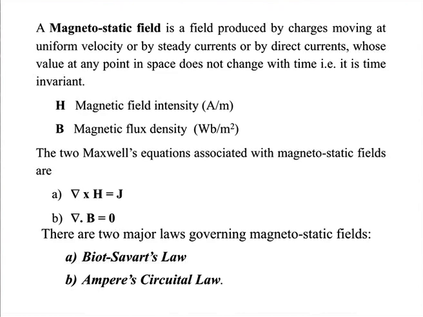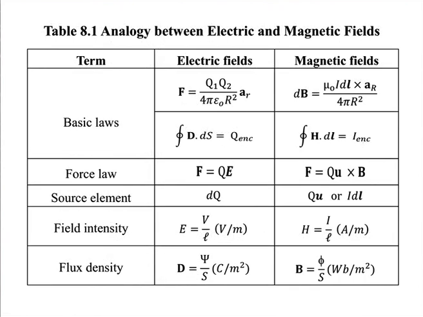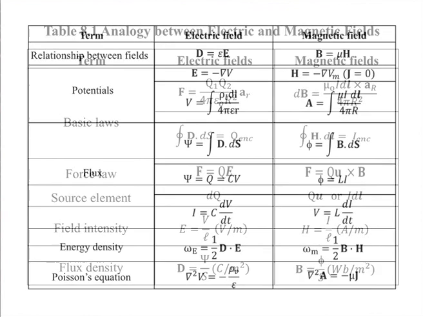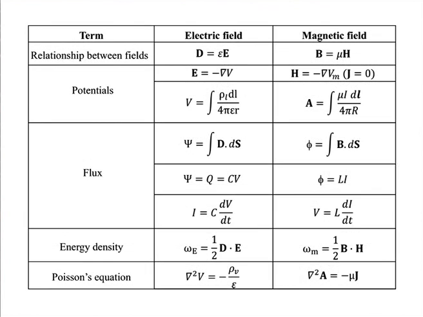The table 8.1 gives the analogy between electric field and magnetic field, where a number of parameters including basic laws, force law, source element, field intensity, flux density, relationship between fields, potentials, flux, energy density and Poisson's equation are compared. Now we come to the Biot-Savart law.